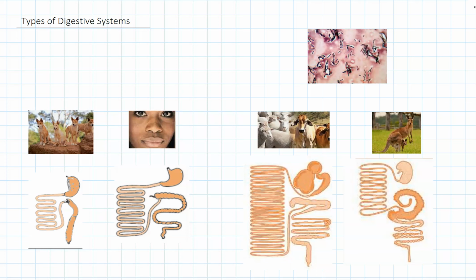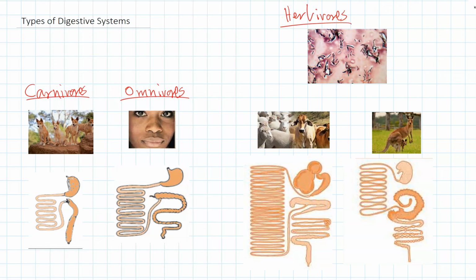Hey everybody! In this video, we are now comparing the different digestive systems between different animals. And remember, there are three categories of animals based on the type of foods that they eat. There's carnivores, which eat meat only. There are omnivores, which eat both meat and plants. And there are herbivores, which can only eat plants, and they get all the nutrients they need from plants.